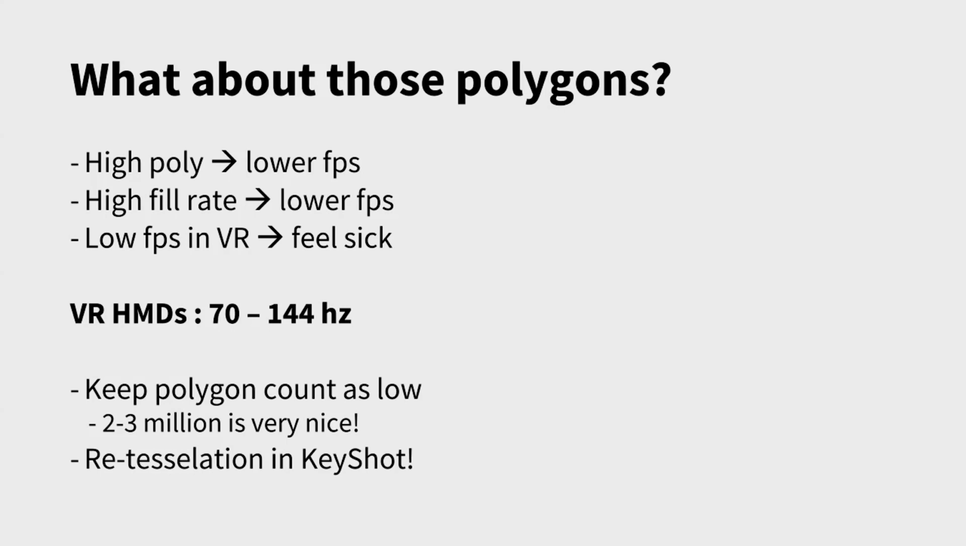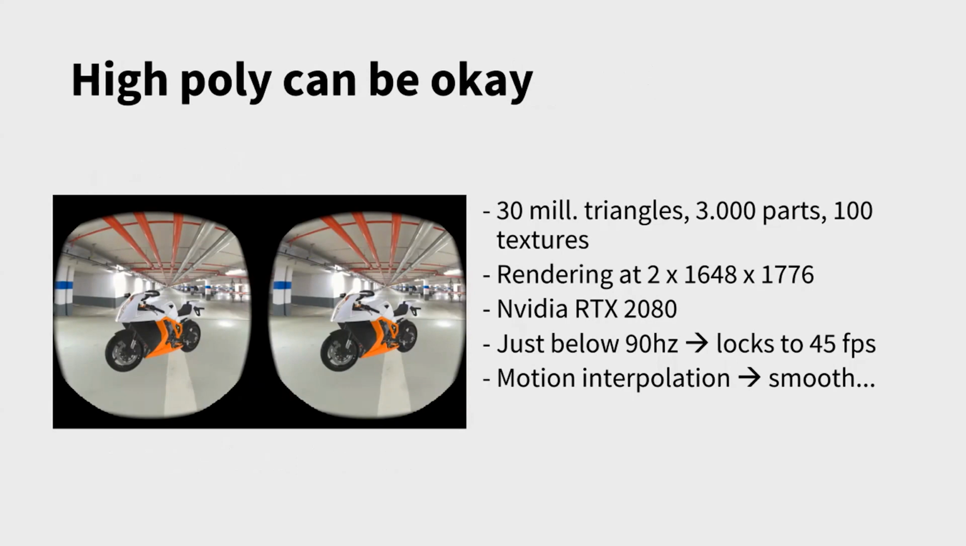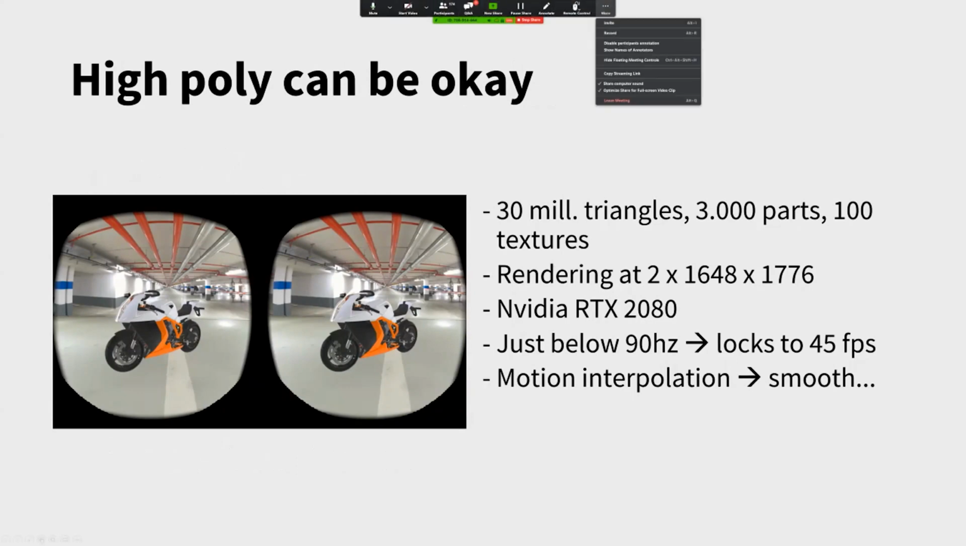Now, even though I will say that 2 to 3 million polygons is very nice, well, you can easily go further than that. So this is one of our examples. It's a KTM motorbike. It has about 30 million triangles. It has 3,000 parts, 100 textures, and I'm rendering it on my NVIDIA RTX 2080 at a high resolution. I need to render 2 images, so one for each of your eyes, so that you get stereo vision. And I've set it up so that this is just below 90 hertz.